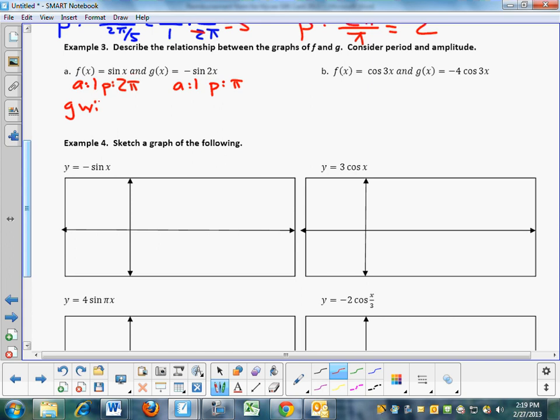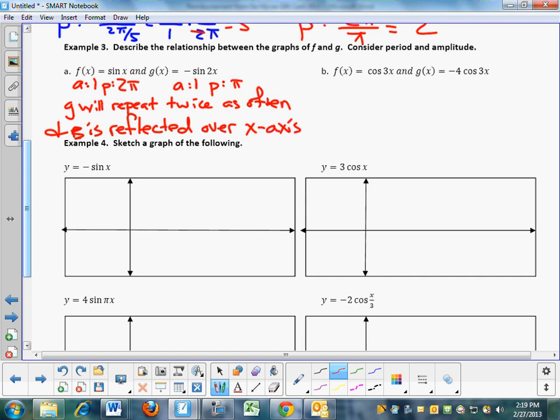G will repeat twice as often, and is reflected over what? X-axis. So G will repeat twice as often and is reflected over the X-axis.